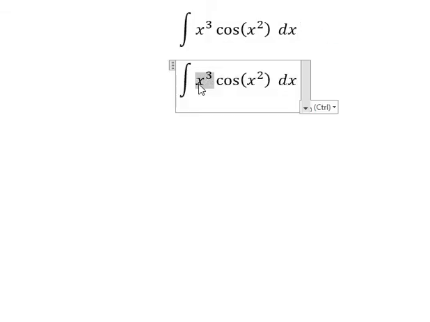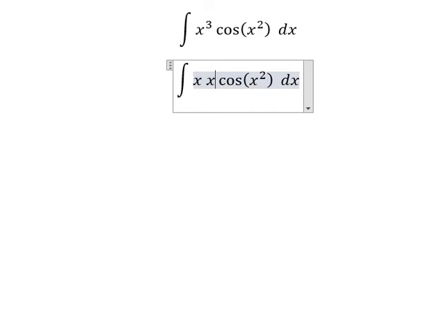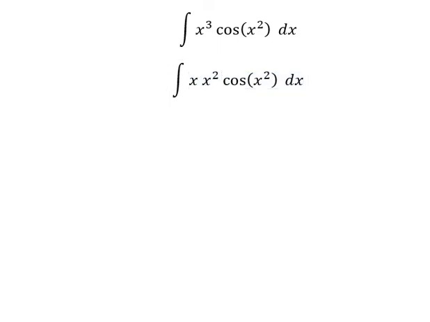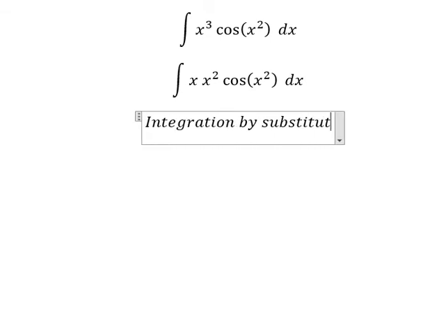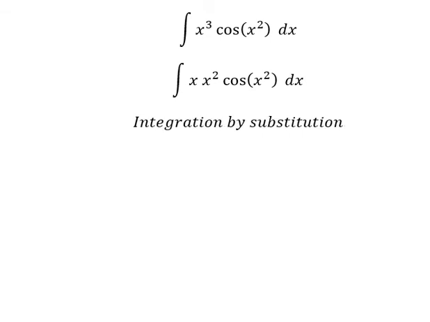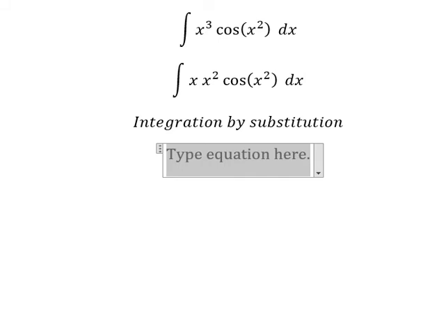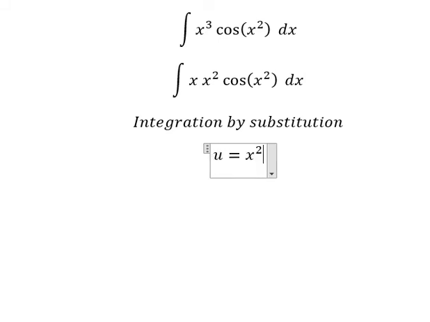About x to the power of 3, we can put into x and x squared. Next, we need to use integration by substitution. So I need to put u equals x squared. Later we take the first derivative of both sides.